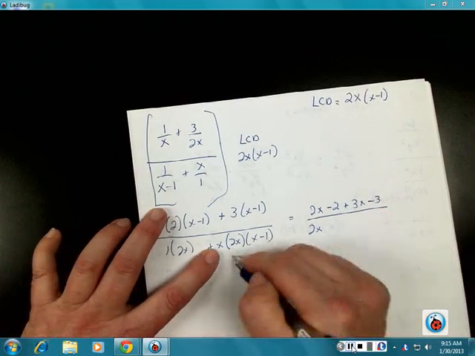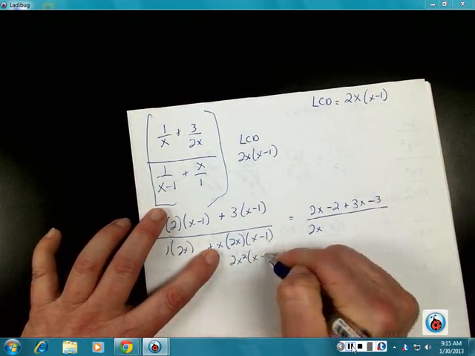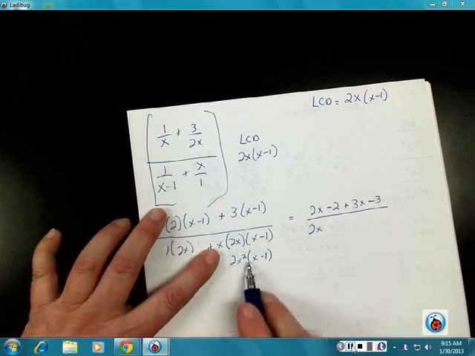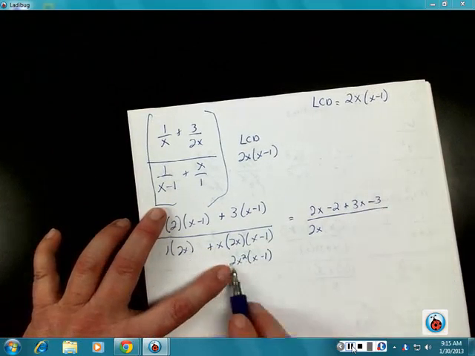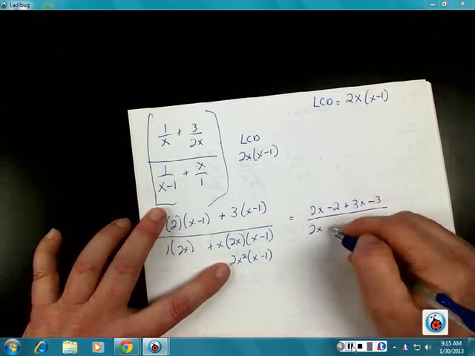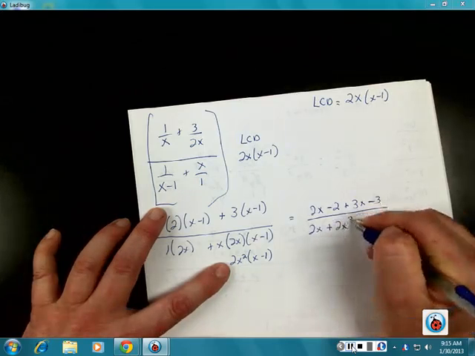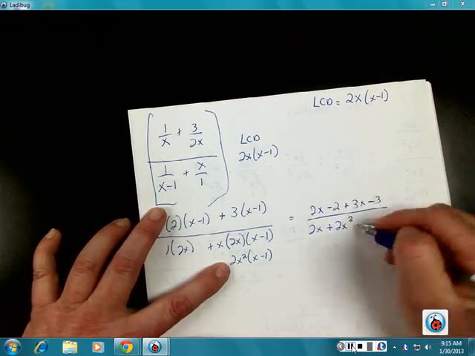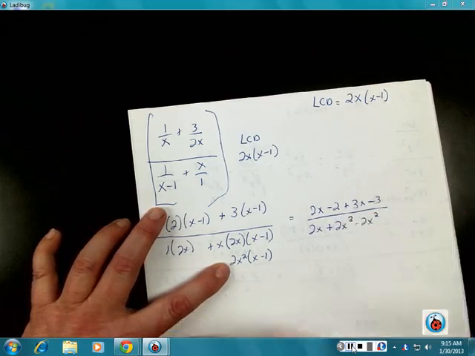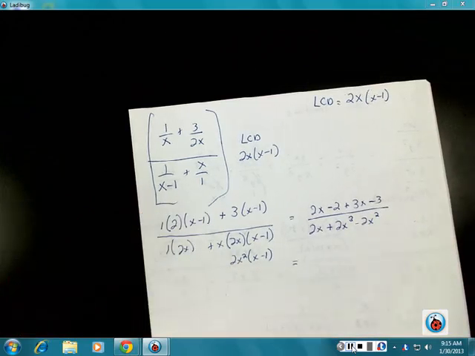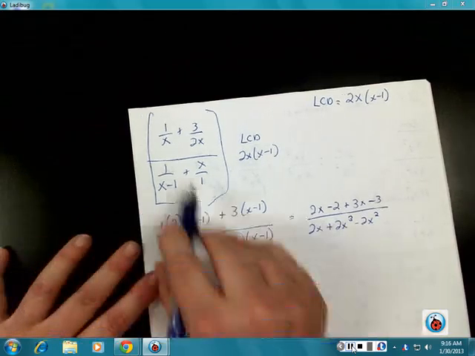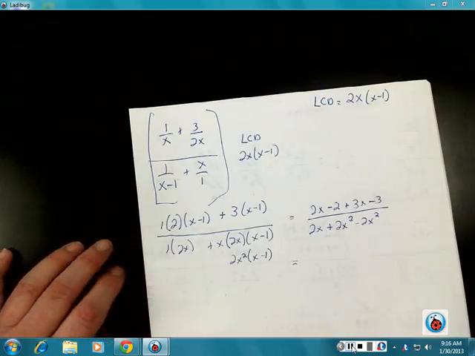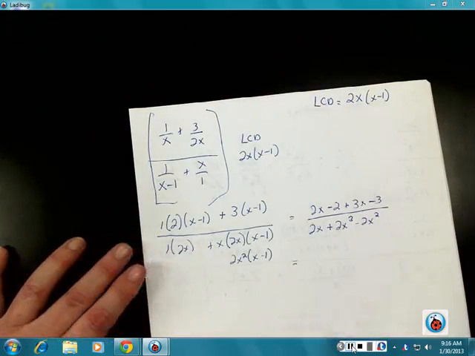x times 2x is 2x squared. But I still need to take 2x squared and multiply it by each piece inside those parentheses. So 2x squared times x is going to give me a plus 2x cubed. We okay? And 2x squared times a negative 1 is a negative 2x squared. Yes or no? I honestly think that these are a little bit better doing it this way because I don't have all of those separate fractional building things to do, but you guys might not think so.